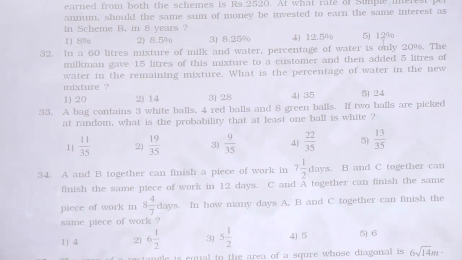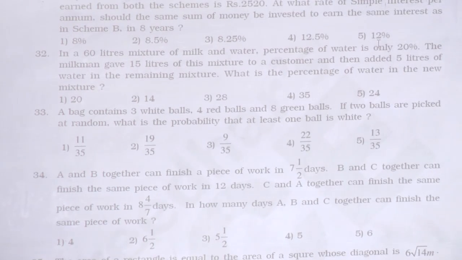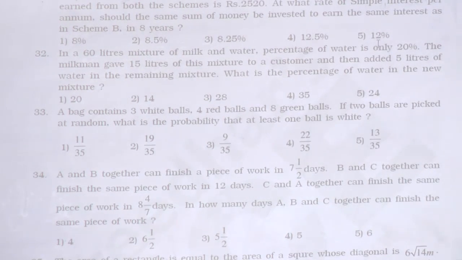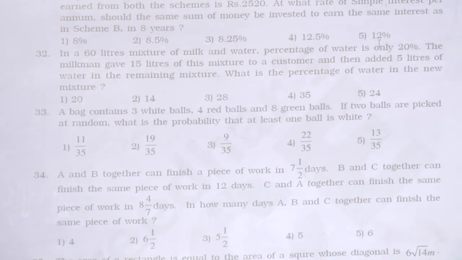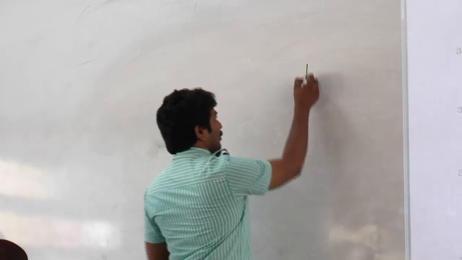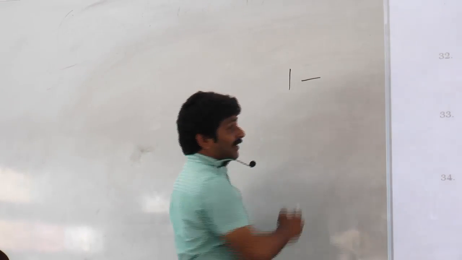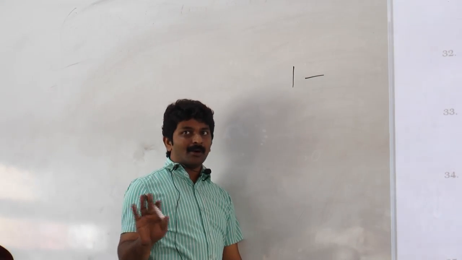Next. A bag contains 3 white, 4 red, 8 green balls. Total 15 balls. 2 balls are picked at random. What is the probability that at least one is white? At least one. So you need to calculate the probability of getting 1 white ball and the probability of getting 2 white balls. Instead you can calculate the total probability minus the probability of getting no white ball.